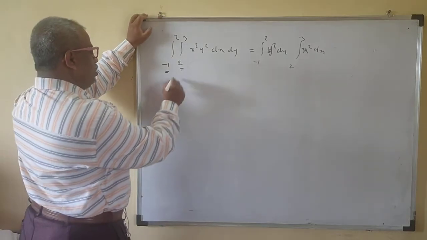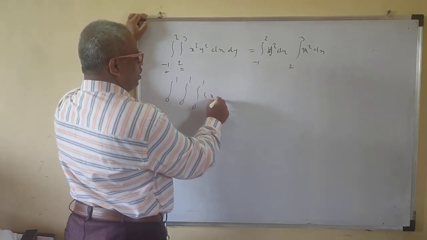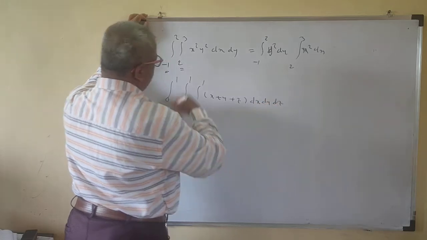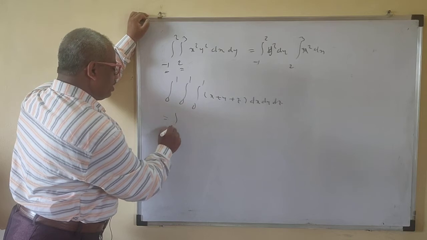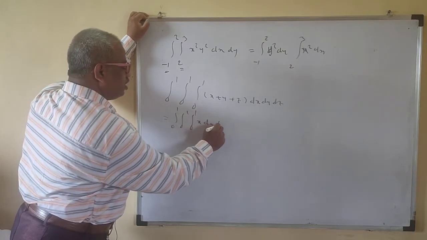Suppose you have this example, 0 to 1, all the limits are the same now. This is x plus y plus z. Suppose this is dx, dy, dz. Doesn't matter, because all the limits are the same. So how can I write this? I can separate this: x dx, dy, dz.